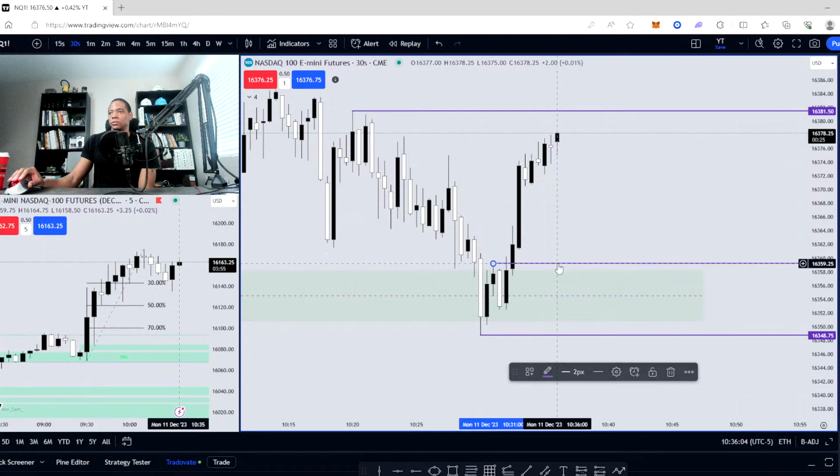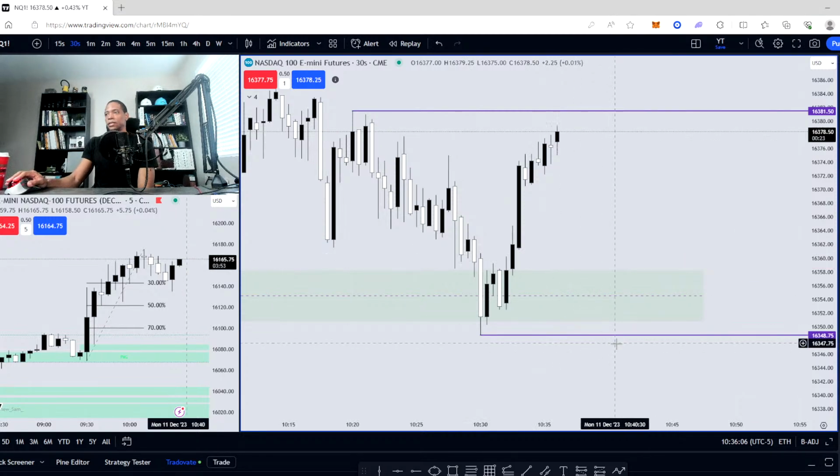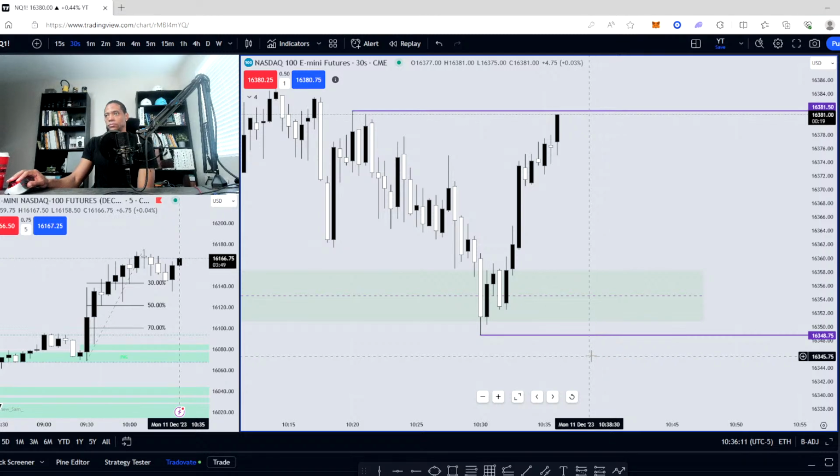Okay, let me just remove this line just to make it a little cleaner.